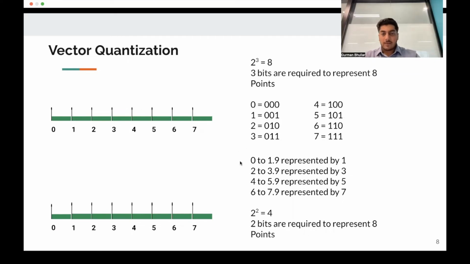So let's say I say all the points from 0 to 1.9 will be represented by 1. Similarly, all the points from 4 to 5.9 will be represented by 5. So in this way, I have reduced the representations from 8 to 4. Now I'm just representing 4 numbers, 1, 3, 7, and 5, because these are representing the whole particular set. So how many bits are required to store these 4 numbers is just 4 bits. Now I've reduced the size from 3 bits to 4 bits.